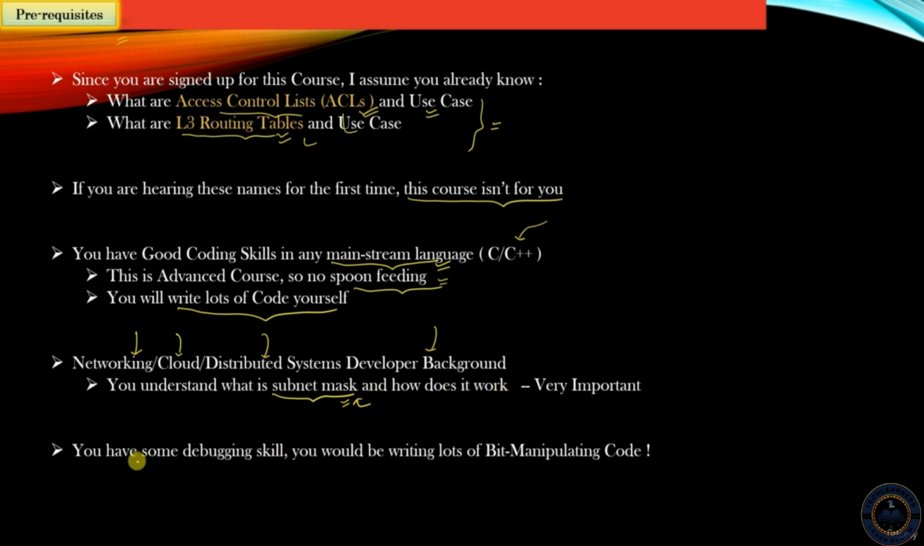And I also assume that you have fair debugging skills. For example, you know how to run GDB or other debugging tools. You know how to work with integrated development environments, that is IDEs, etc. In this course, you would be writing a lot of bit manipulation code. So obviously, if you make any programming error, then debugging that error would not be very straightforward, because in this course, you will be writing code in which you will be dealing with bits. So you need to be good at programming at the bit level.